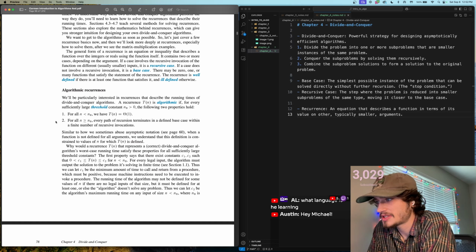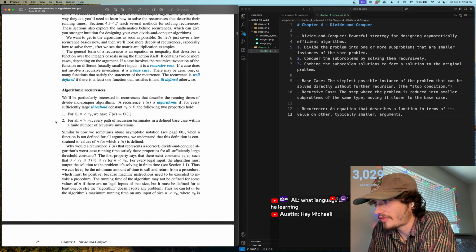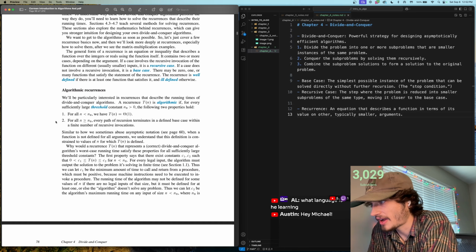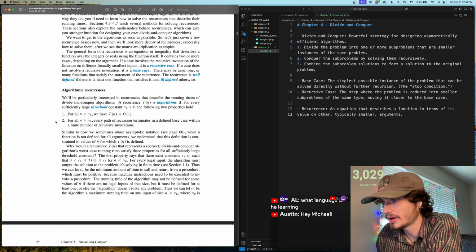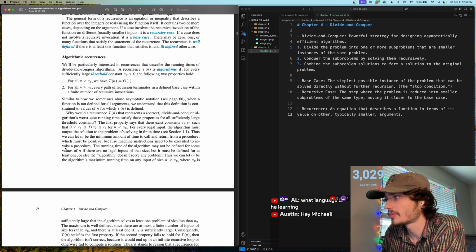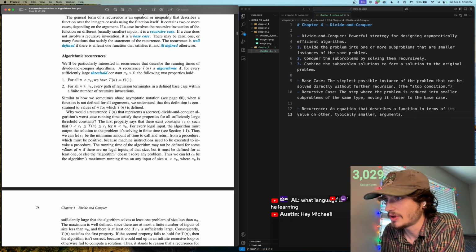The first property says that there exist constants c_1, c_2 such that 0 is less than c_1, which is less than or equal to T(n), which is less than or equal to c_2, for all n values that are less than that initial n_0. For every legal input, the algorithm must output the solution to the problem it's solving in finite time. See section 1.1. Thus, we can let c_1 be the minimum amount of time to call and return from a procedure, which must be positive because machine instructions need to be executed to invoke a procedure.